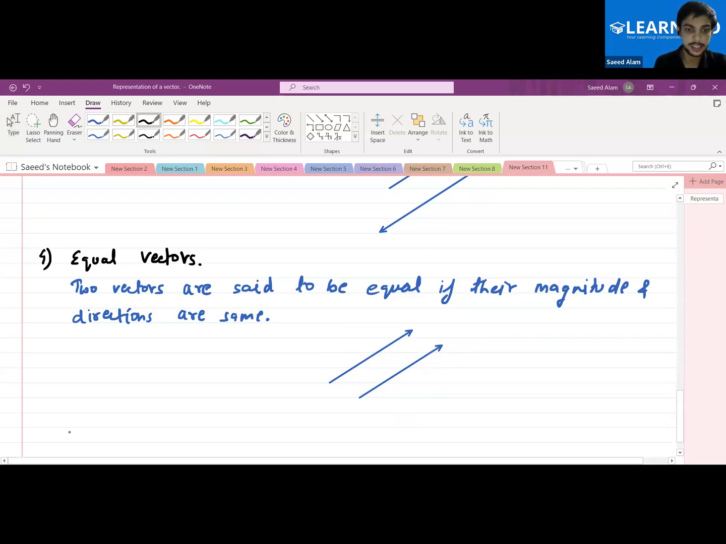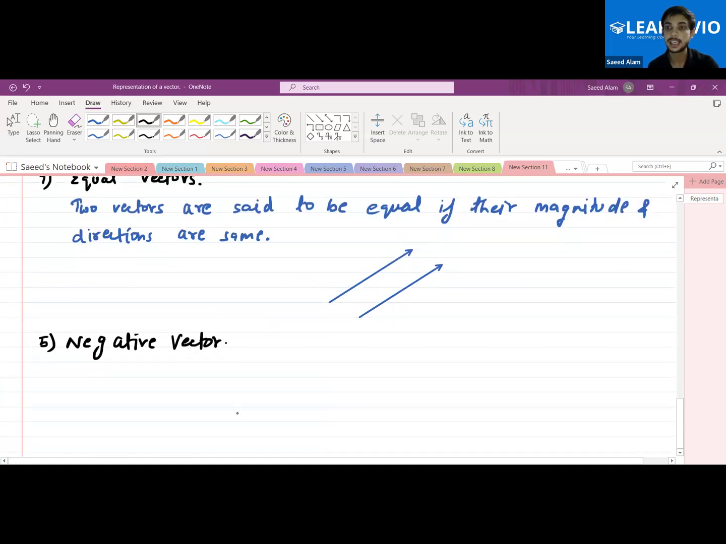Okay. So the second thing that we should see here is the negative vector. From the name only we can understand. What do I mean by a negative vector? If I take a vector and place a minus sign in front of it, that becomes the negative vector of that. So the direction should be opposite, and the magnitude should remain the same. Two vectors are said to be negative vectors if they have the same magnitude but opposite direction.